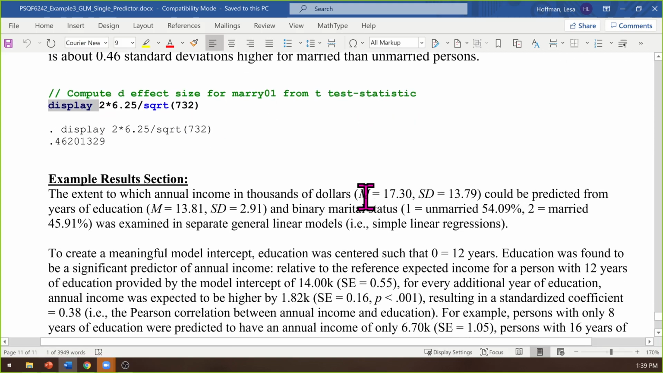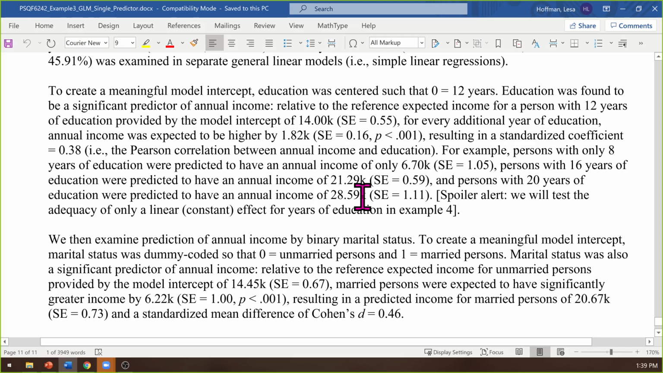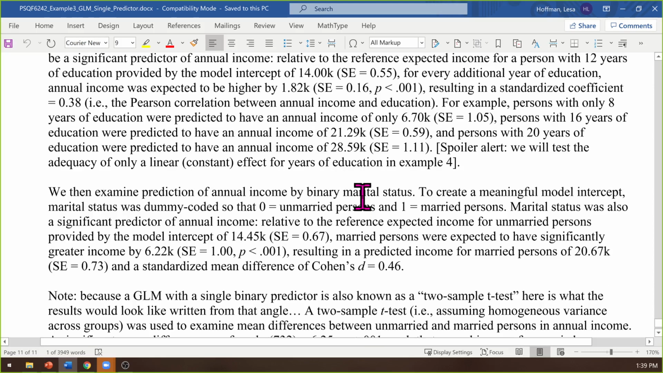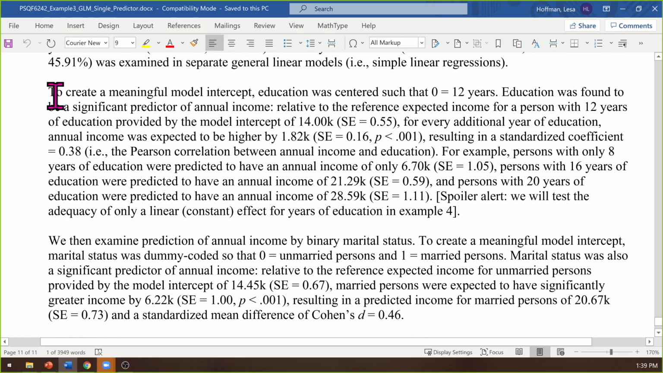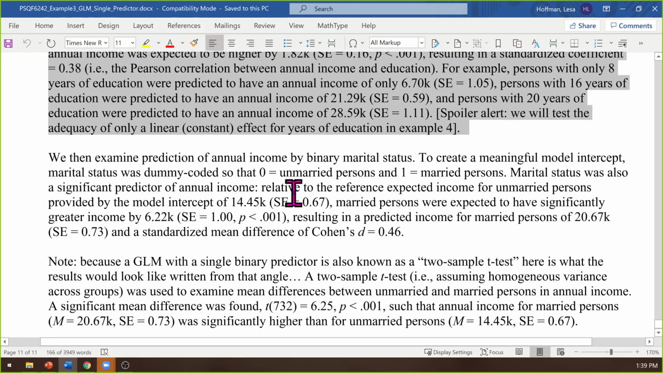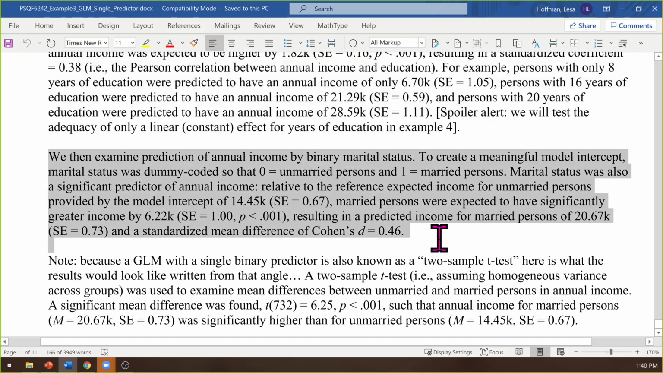So I have included for this little results section two versions of this last result right here. The first paragraph describes the analysis of education as the predictor. And this paragraph describes the inclusion of the binary marital status predictor in a regression kind of language.